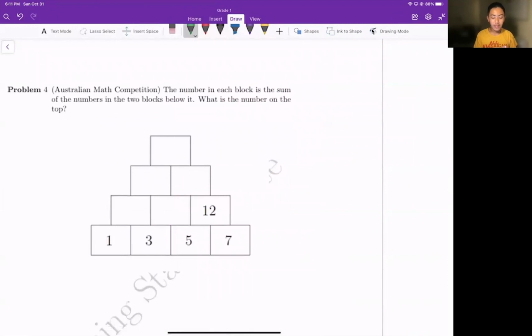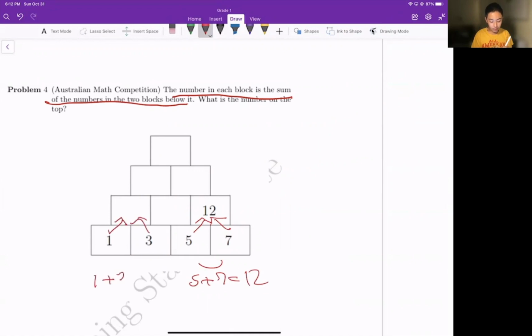For problem 4, it says the number in each block is the sum of the numbers in the 2 blocks below it. What is the number on the top? It says here that the number in each block is the sum of the numbers in the 2 blocks below it. For example, 5 plus 7 is 12.